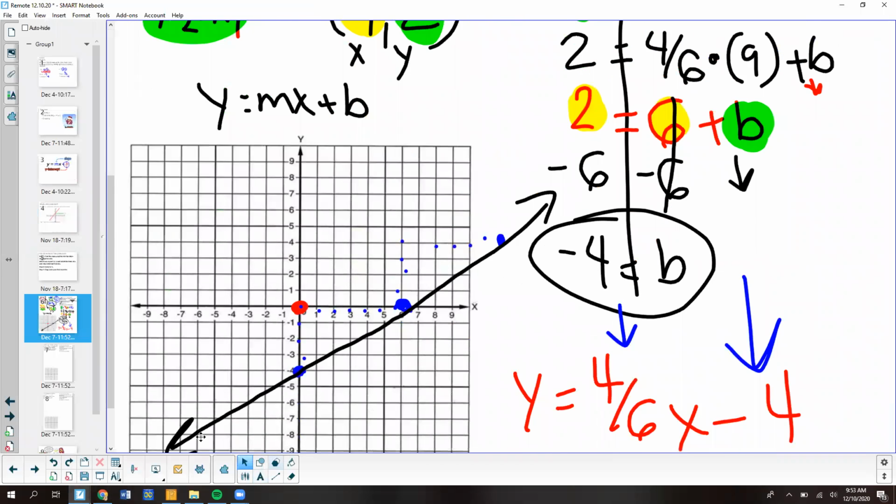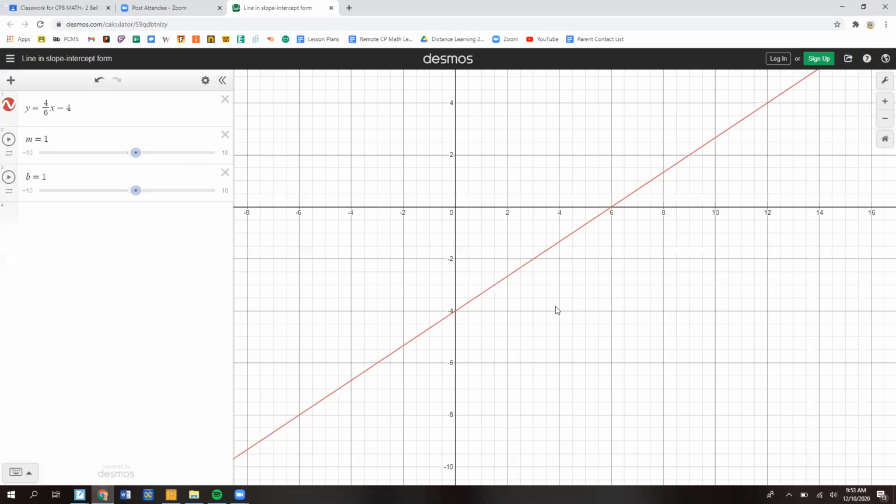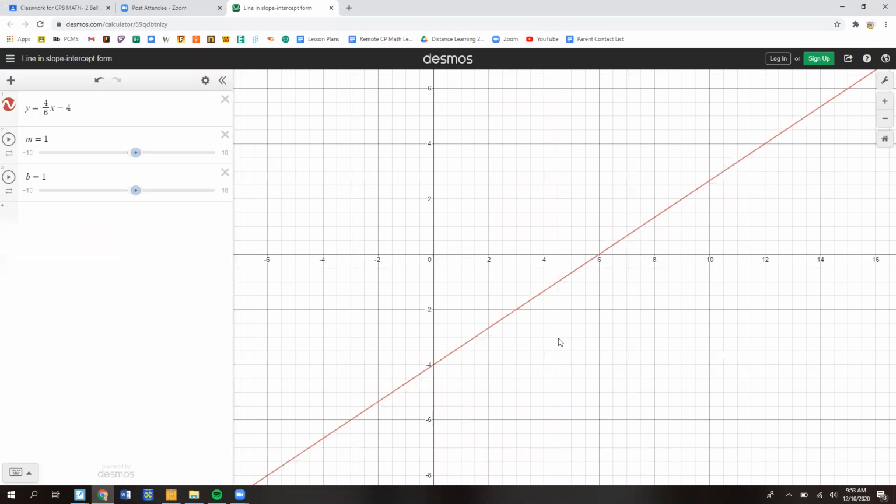So, you know, our line looks kind of close, not as pretty, but that is what it would look like if it was graphed nice and pretty. And I just wanted you guys to kind of be able to see that.